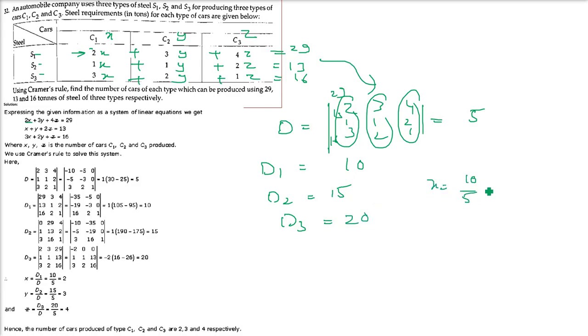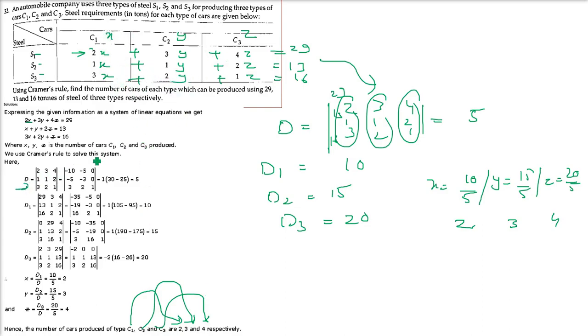X will come as 2, Y will come as 3 and Z will come as 4. So now the numbers of cars produced of type C1, C2, C3 are 2, 3 and 4. Basically, the main thing is to create the equations. Other things you are able to solve.